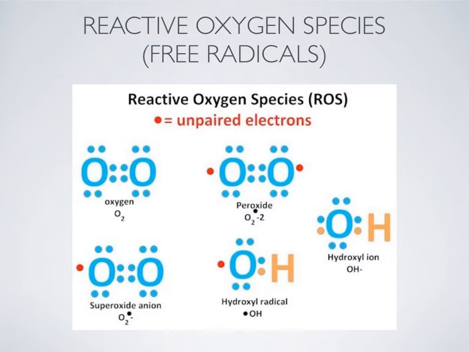But oxygen itself is pretty reactive, and so sometimes another electron will jump on there. And so that will form peroxide. This is unstable because there's too many electrons in the outer shell, and those extra electrons are unpaired right there. If only one jumps on, it's called a superoxide anion. You can get a hydroxyl radical.